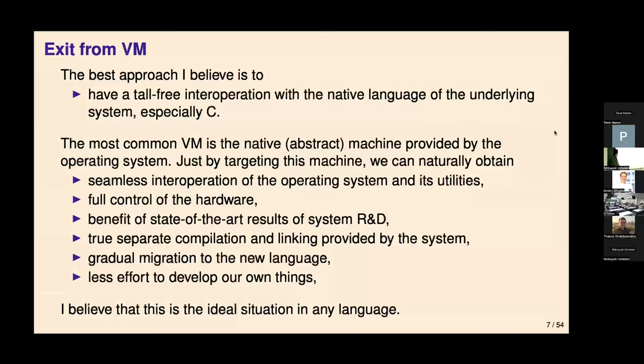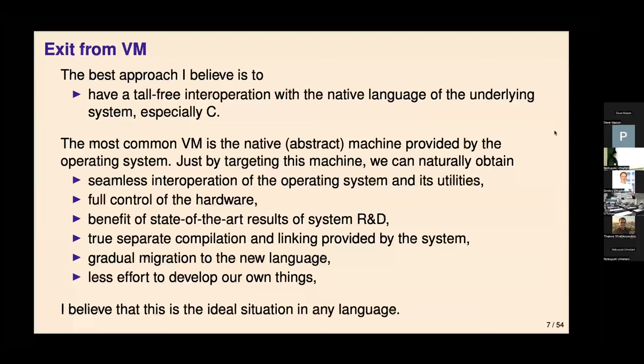In other words, the most common VM is a native one. The native machine is actually an abstract machine for one system, but the native one is the most common. So just by targeting this native machine, we can naturally obtain a lot of benefits from it. For example, we can seamlessly interoperate with operating systems, and we can have full control. We can also use separate compilation and linking, gradually migrate from the old language to the new language, and spend less effort for our own team to develop our own.